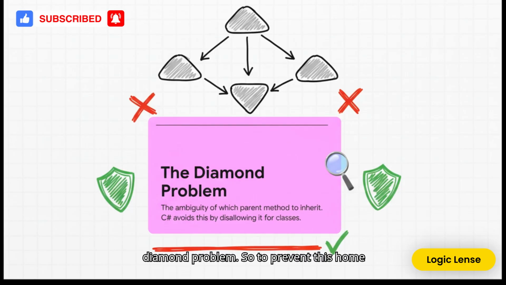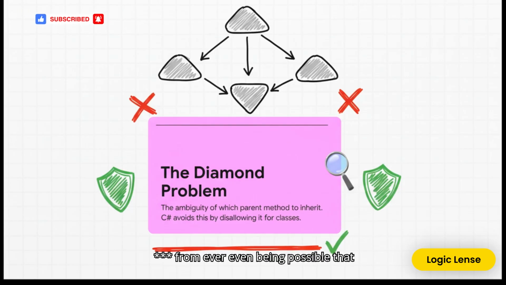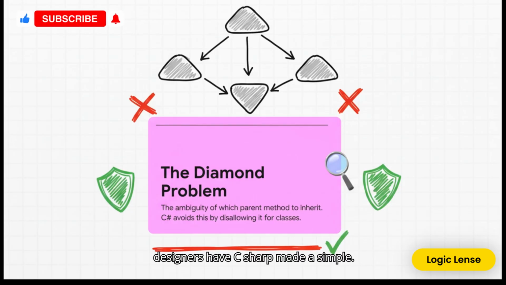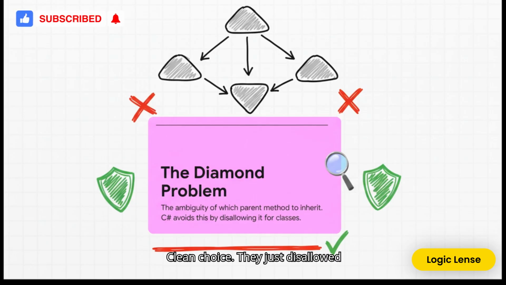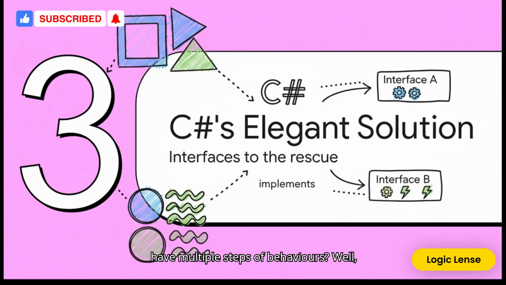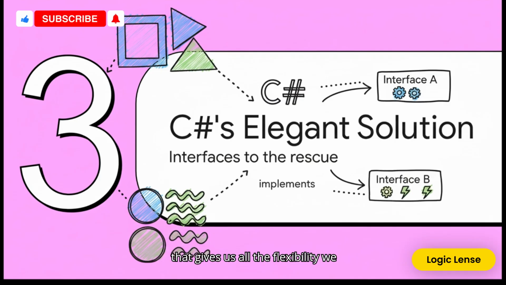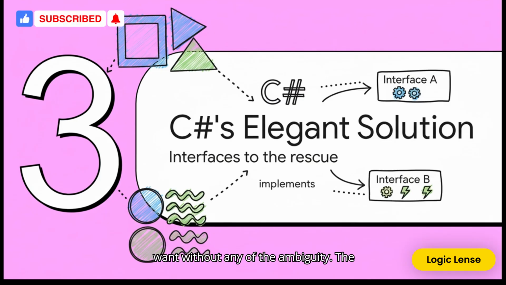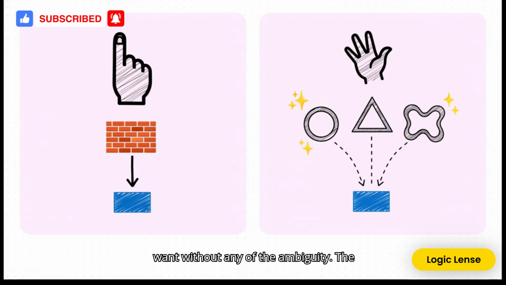So, to prevent this whole mess from ever even being possible, the designers of C-sharp made a simple, clean choice. They just disallowed multiple class inheritance altogether. It keeps the code predictable. But wait, what if you need a class to have multiple sets of behaviors? Well, don't worry. C-sharp provides an incredibly powerful and elegant solution that gives us all the flexibility we want without any of the ambiguity. The solution lies in this crucial distinction.